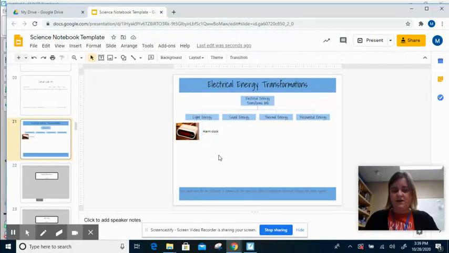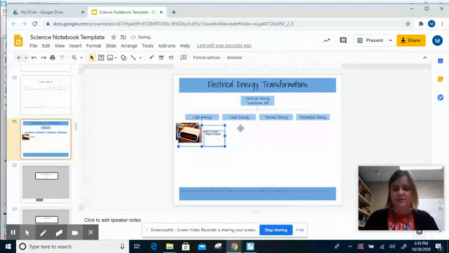Okay, so this is what it would look like. If you wanted to also put this one under sound energy, you can click on the picture, hit shift on your keyboard and click on the words. You can control C to copy, control V to paste, and then slide it over also under sound.